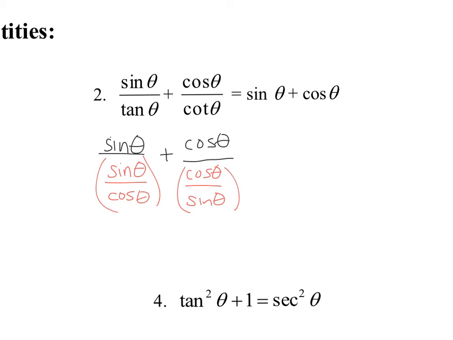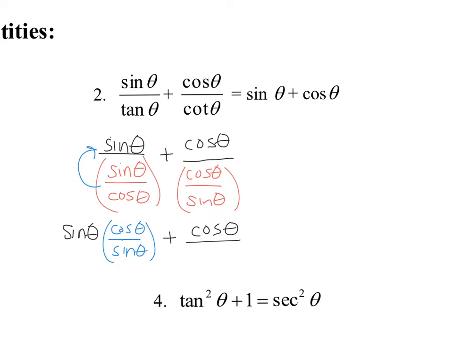So remember, when you're dividing fractions, what you do is you flip the second fraction over and multiply. So this is going to be sine of theta times cosine theta over sine of theta. So all I did is just flip the red fraction over, plus cosine theta over, cosine of theta times, I'm flipping this fraction over, sine of theta over cosine theta.